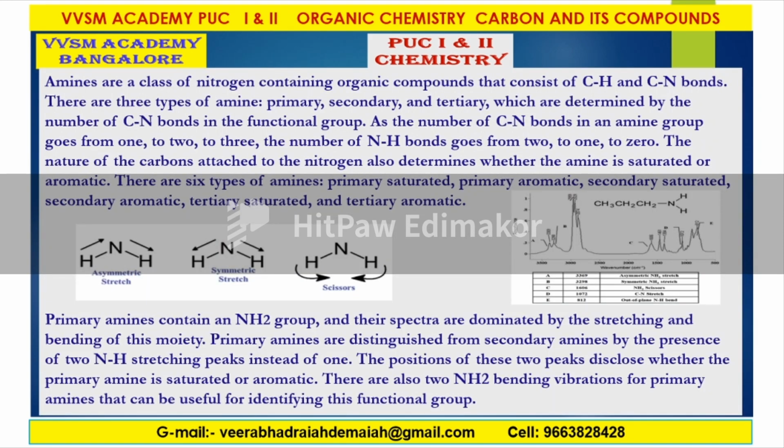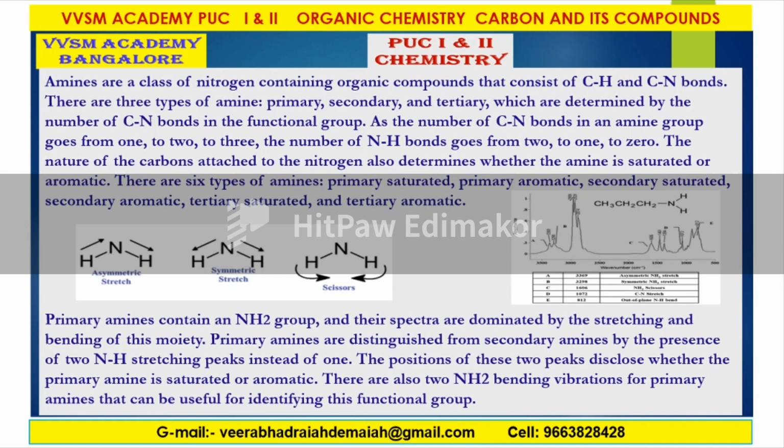Amines are a class of nitrogen-containing organic compounds consisting of CH and CN bonds. Already we have discussed CN bonds in the functional group. As the number of CN bonds in the amine group goes from 1 to 2 to 3, the number of NH bonds goes down to 0. I told you, as CN bonds increase, NH bonds decrease.